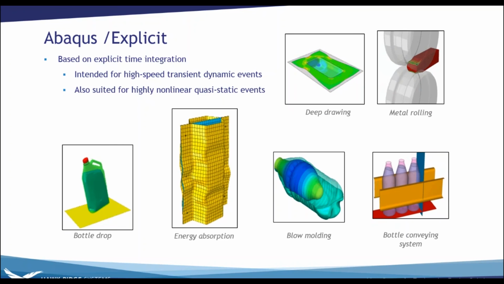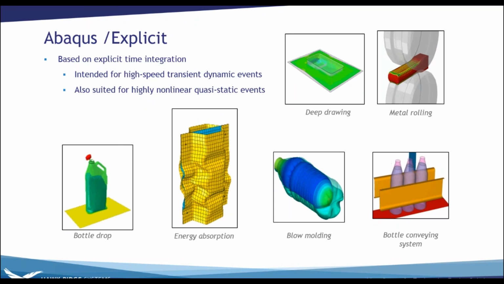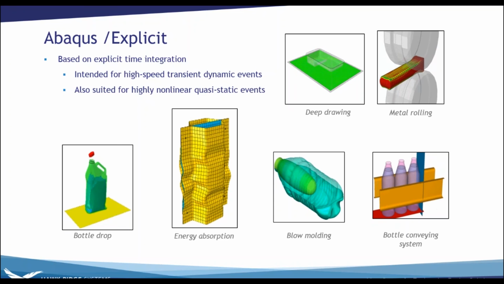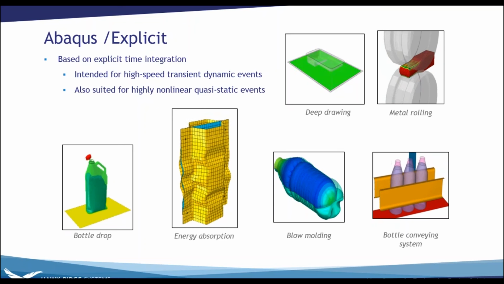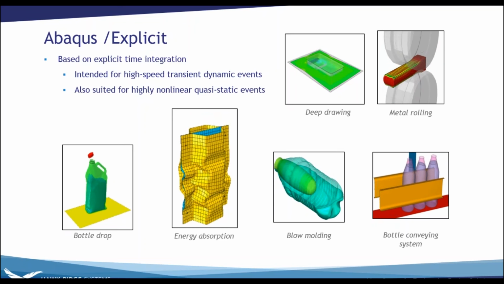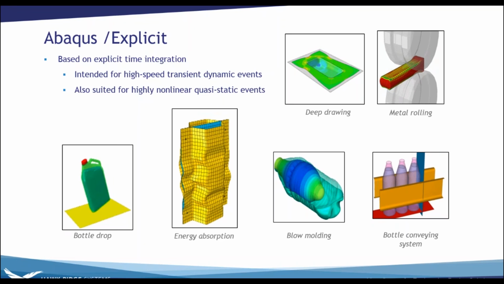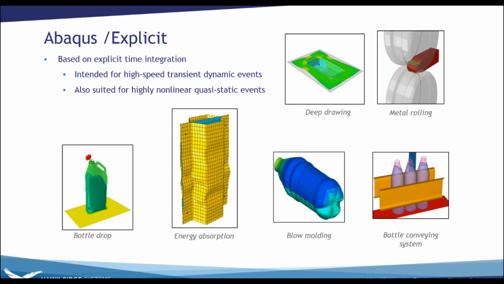The explicit is where you really get into a different space, where you're looking at explicit time integration, so it's intended for high-speed transient dynamic events and highly nonlinear quasi-static events. And this is where a lot of these things start to come in as to why you would look at Abaqus instead, because there's certainly capabilities that go well beyond the zone of what SolidWorks simulation can do.